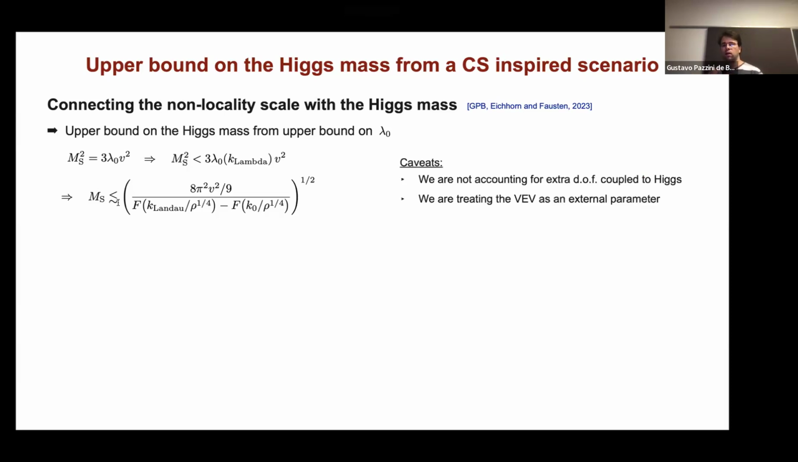Of course, this also comes with some extra caveats. In particular, we are not considering any extra degrees of freedom that usually couple to the Higgs field. The standard model also exhibits interactions between the Higgs and other degrees of freedom, and we are completely neglecting that. And here we are just treating the vacuum expectation value as an external parameter, so there is no investigation of the flow of the scalar mass and so on.